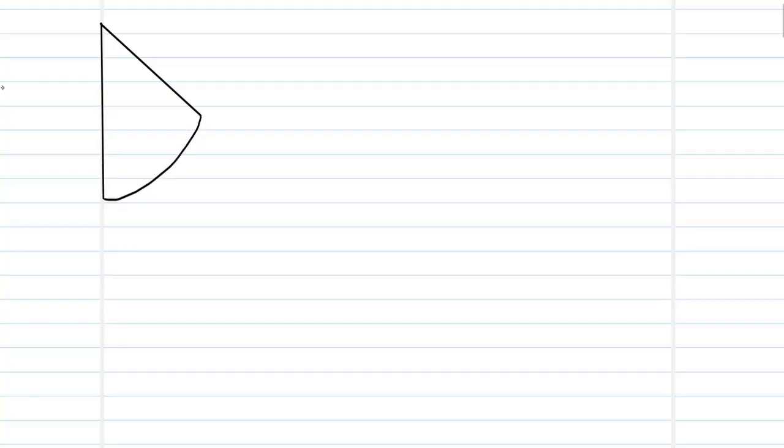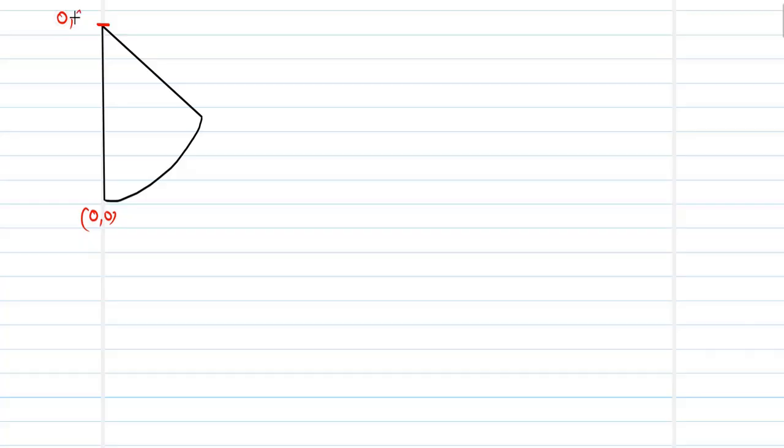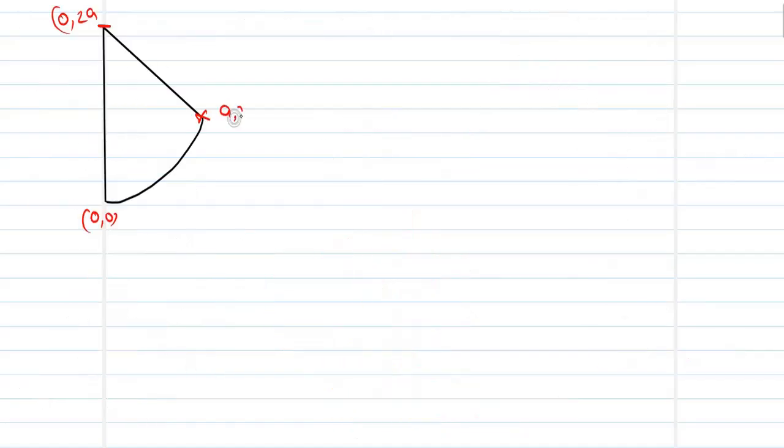So this is my region of integration. Now this is going to be the point 0, 0. This is the point 0, 2a. This is the point of intersection a, a. When I drop a perpendicular from over here, I notice that this is the point where it cuts: 0, a.